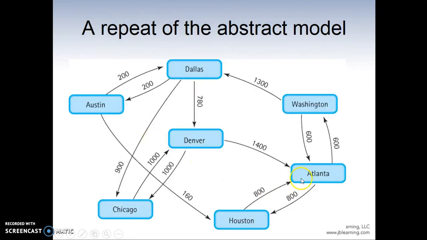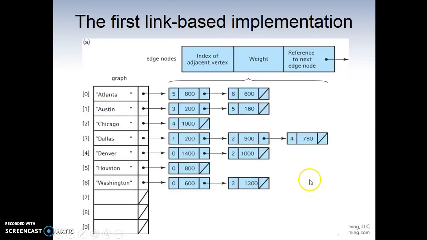So let's check. Atlanta to Houston is 800. Atlanta to Washington is 600. Yes, so it has to be Atlanta to Washington, not Houston to Washington, because this is a linked list of all the edges for Atlanta. And it happens the same for the rest.